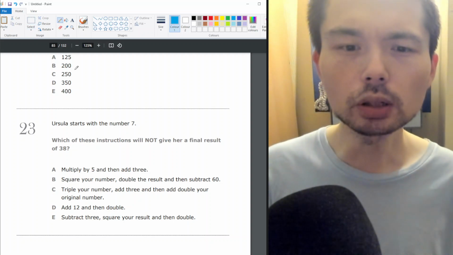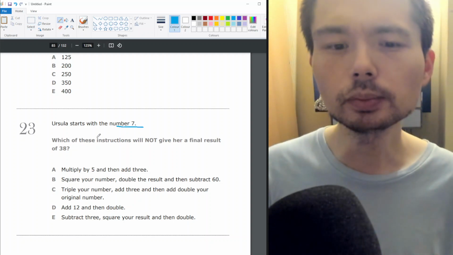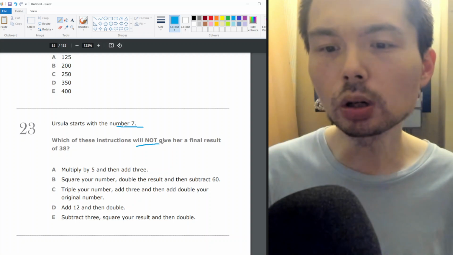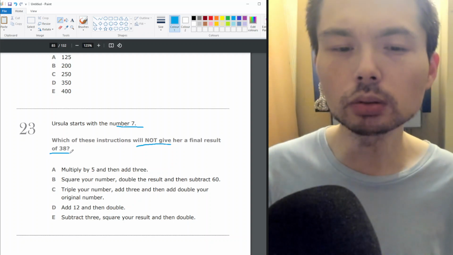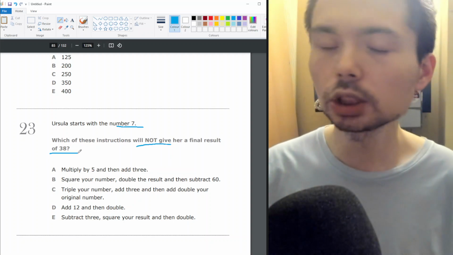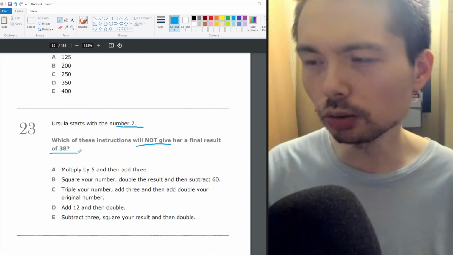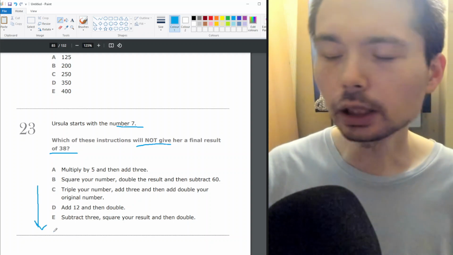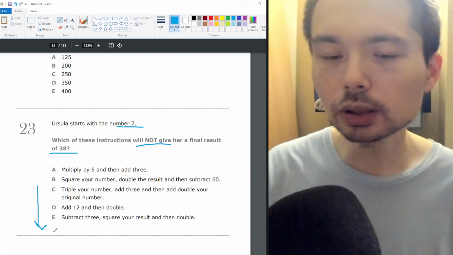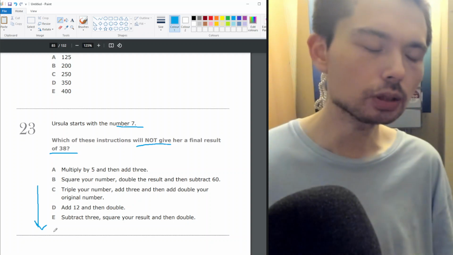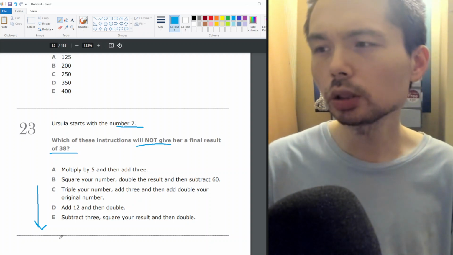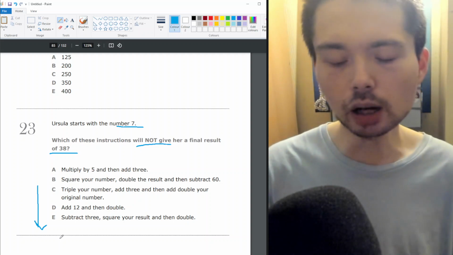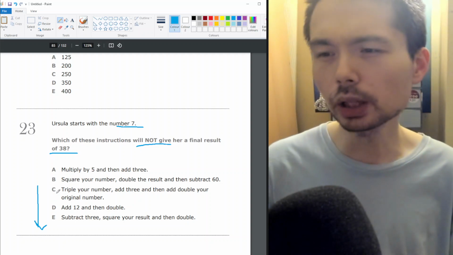Question 23. Ursula starts with the number 7. Which of these instructions will not give her a final result of 38? With these checking questions, I have told my students, go from option C. Then you check D, E first. Why? Because the examiner wants the student to check a lot of choices. It's like wasting their time a little bit. So let's go from C.